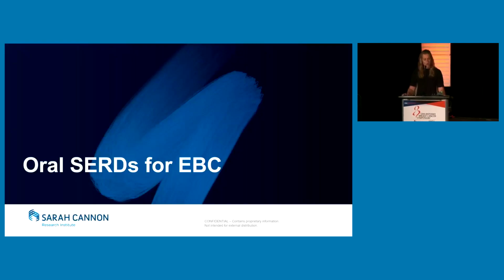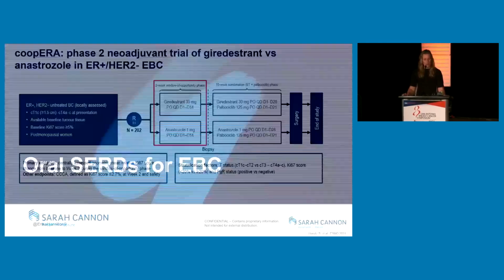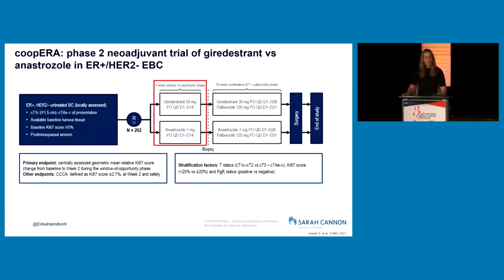So what about early breast cancer, and why are we being so aggressive about putting these drugs into early breast cancer so soon? So this was CUPRA. It was a phase 2 neoadjuvant trial looking at giredestrant versus anastrozole. These trials really serve a couple purposes for us. One, it's a proof of concept that yes, these drugs are better than aromatase inhibitors. And it also helps us make sure that we have the right dose.